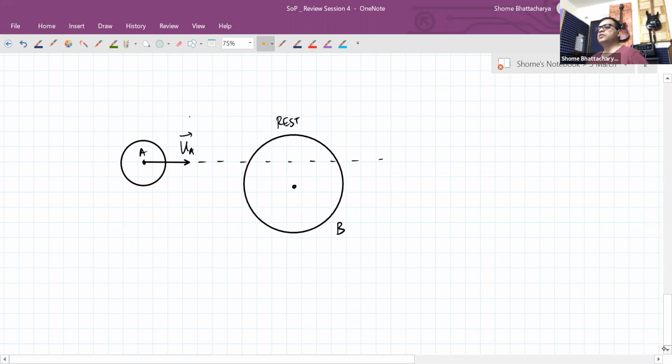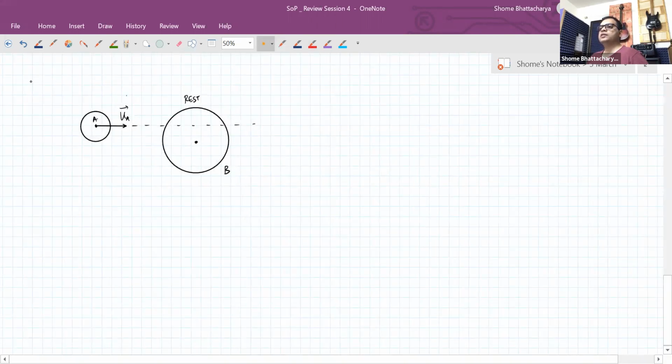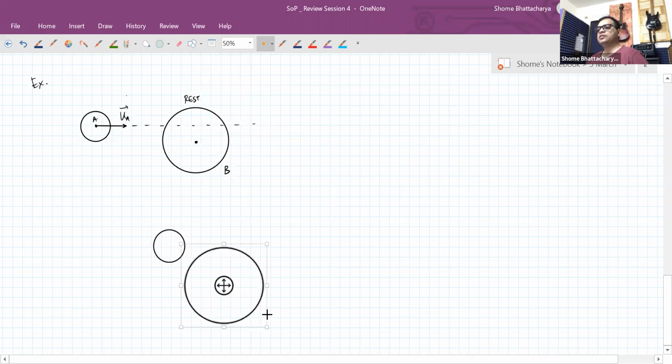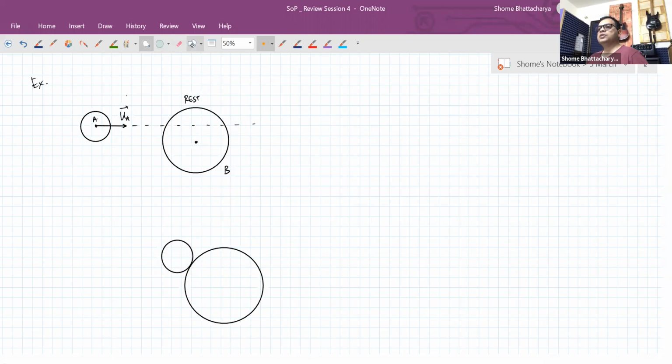So now what will happen here is that when they do come in contact, the line of impact will not be the same as the line of the initial momentum. The mutual collision impulse that they apply on each other will be along the line of impact, which will be along the center to center line. So that line will be this one over here, which I'm drawing next. So this is, let's say, the center to center line.